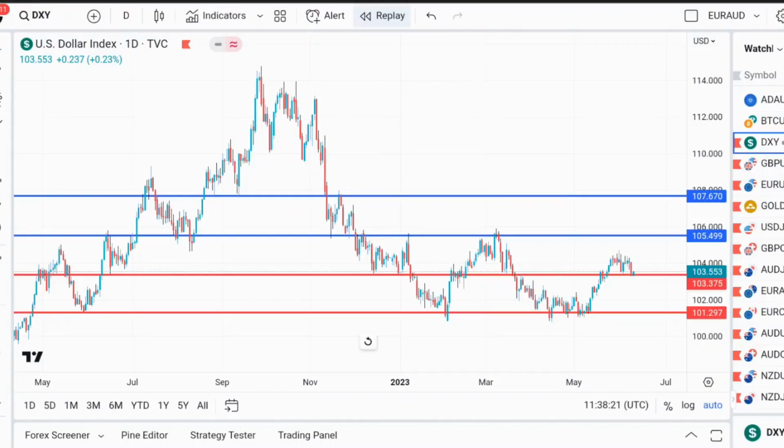Welcome to the weekly Forex forecast. But before we dive into the technical, let's check the economic activities for the previous week and let's see the economic activities for this week.